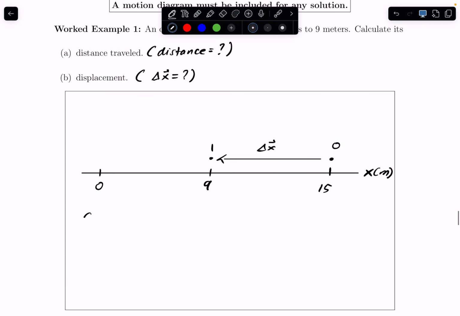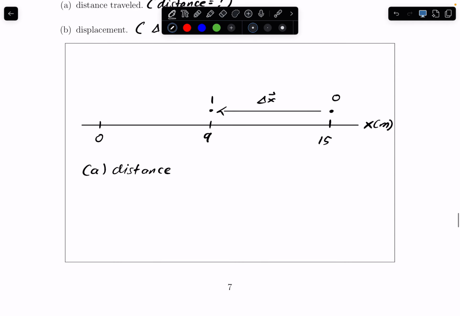All right, so for A over here, if I just want the distance, what do I need to do? Subtract 15 minus 9, or just count the number of steps you've taken, right? So 15, 14, 13, 12, 11, 10, 9, that's 6 meters. Now, distance. Should this have a positive or negative sign? Positive.